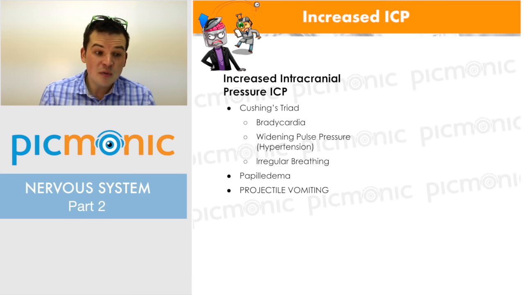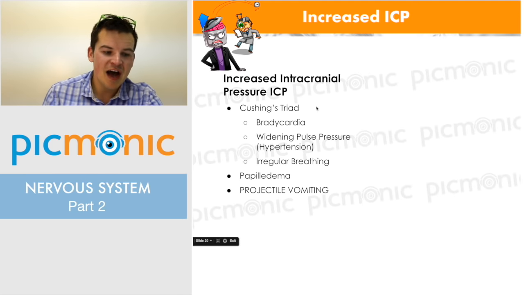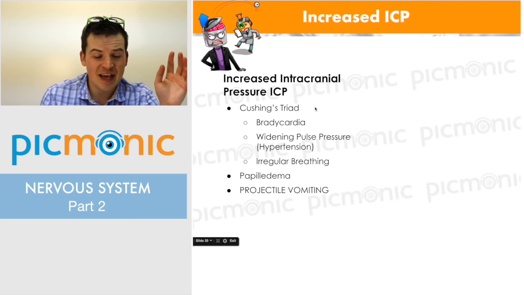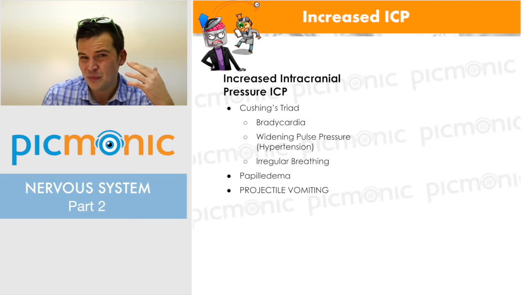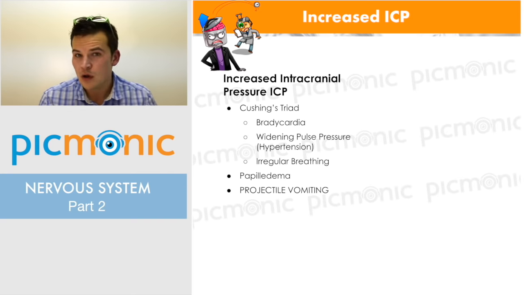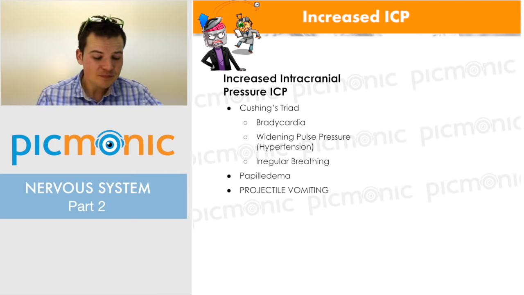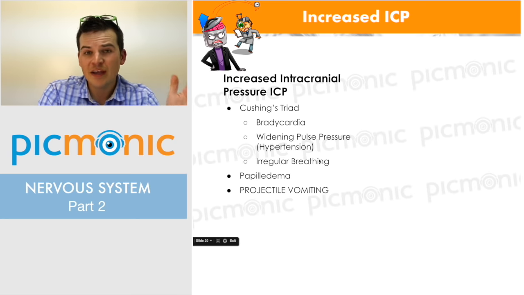So what do we see with patients with increased intracranial pressure? Think about it to yourself. Well, I've got it right here on the screen for you, of course. The big thing is Cushing's triad. This Cushing's guy has everything named after him, and it gets so confusing. I try not to remember Cushing's triad personally, because it's really difficult to remember with the other things going on that are all named Cushing. But with Cushing's triad, the big one is irregular breathing.